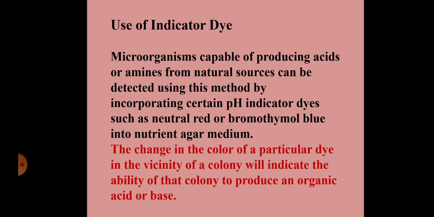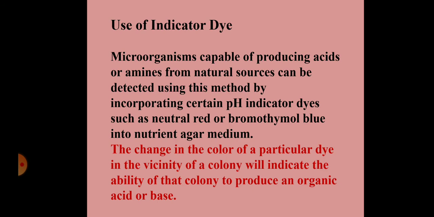If the soil sample contains microorganisms which are capable of producing organic acids or amines, say for example, if any microorganism is able to produce organic acid, it will release acid into the medium, and as soon as acid is produced by the microorganism, the color of indicator dye will change. So we can see a color change in the vicinity of the microbial colony. So the change in the color of a particular dye in the vicinity of a colony will indicate the ability of that colony to produce any organic acid or a base that is an amine.